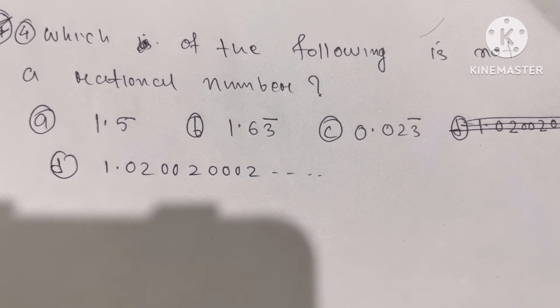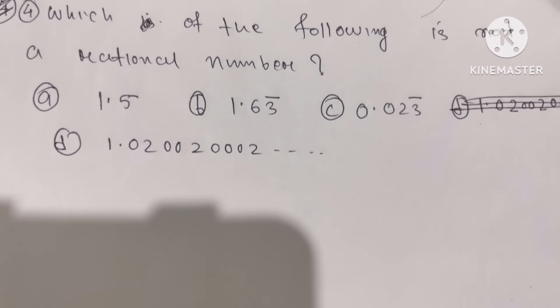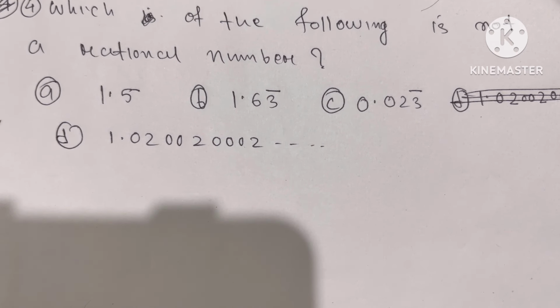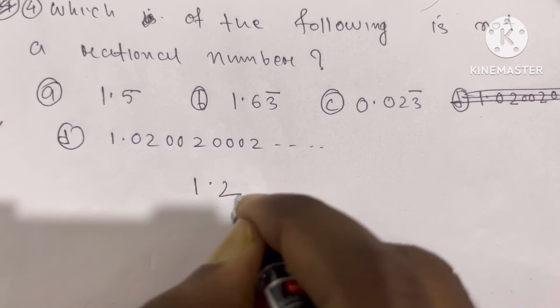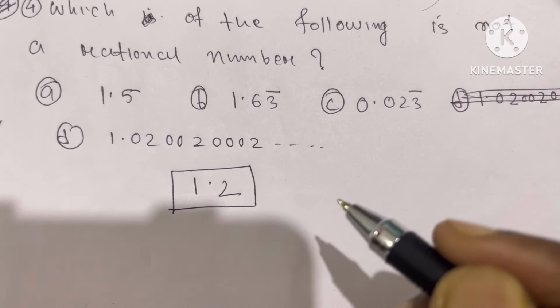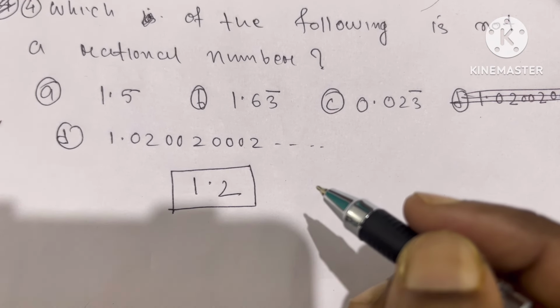So question number 4. Which of the following is not a rational number? First, you should know the concept of rational numbers. So what do you mean by rational numbers? The numbers having terminating decimal expansion. Terminating decimal expansion means, you see, 1.2. So this is terminating. Terminating means after the decimal we can count the digits.